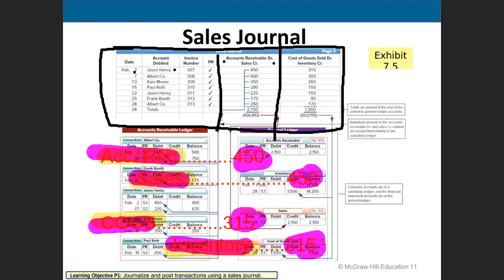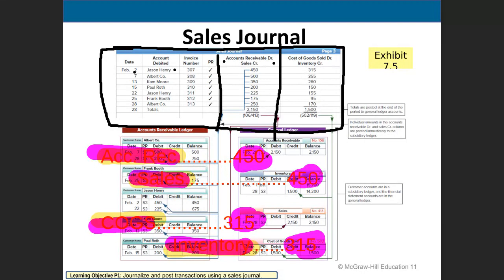In a table. Cost of goods sold debit, inventory credit, and we have a column. So rather than every time we debit accounts receivable and credit sales with the same number, and debit cost of goods sold and credit inventory with the same number, and we write it. No, we put it in a table.